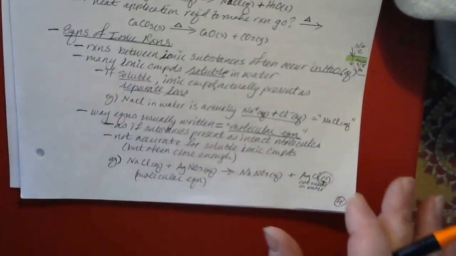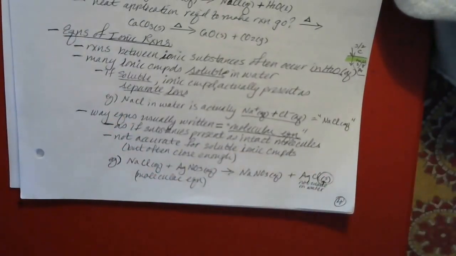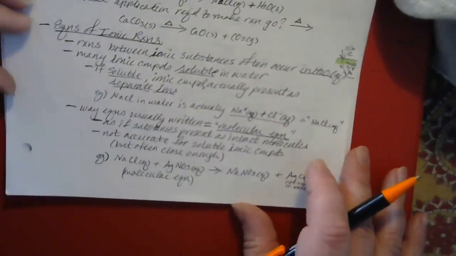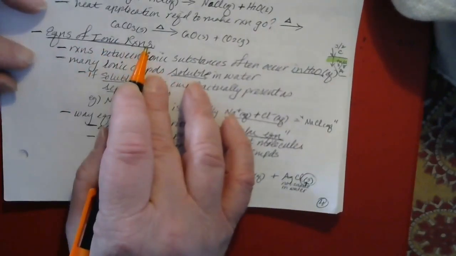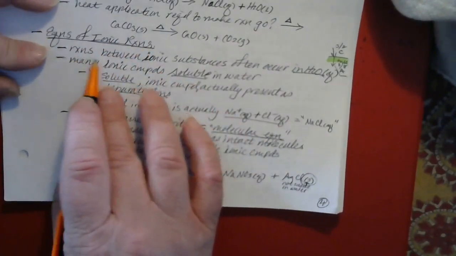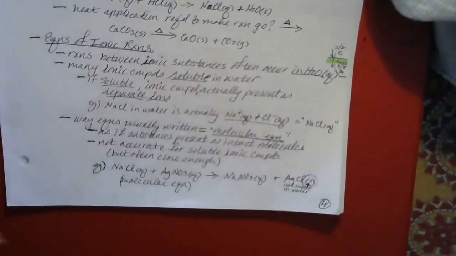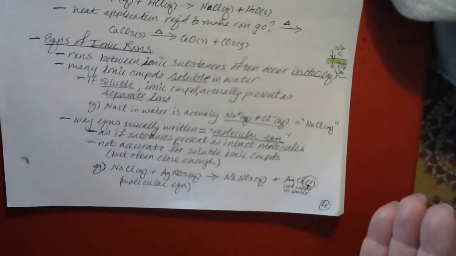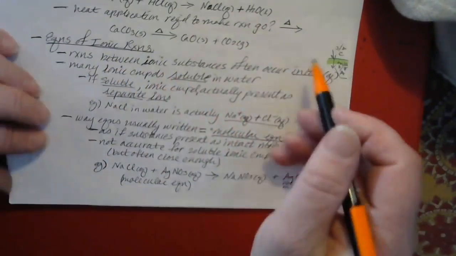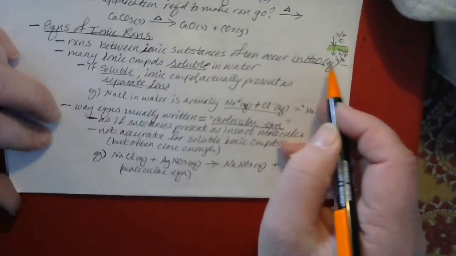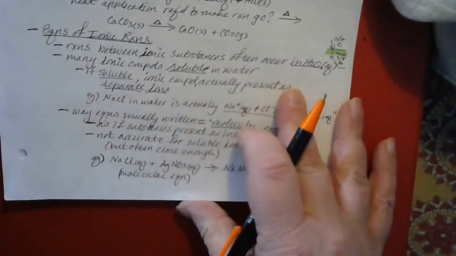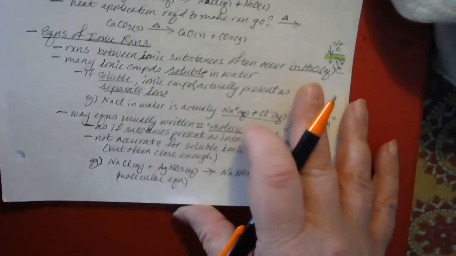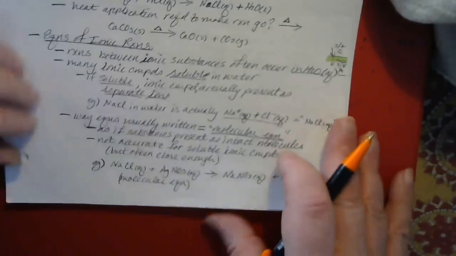Okay, where we left off last time was we were just about to start talking about reactions that are known as ionic reactions, and that is reactions between ionic substances that are soluble in water. Those ionic substances would be termed aqueous ionic substances, and if they're both soluble, they can combine with each other and form various products.